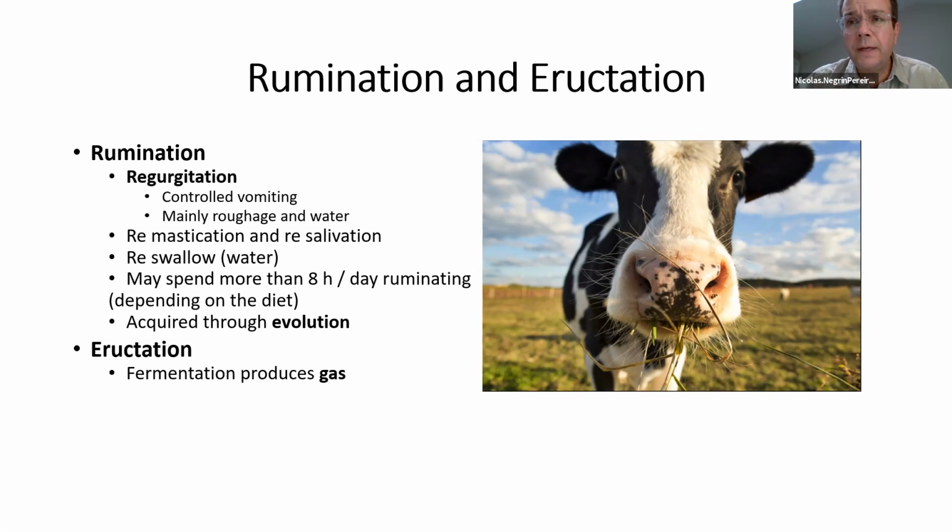Fermentation produces a lot of gas, mainly methane and CO2, or carbon dioxide. And if for some reason the gas cannot be eliminated from the rumen, it will cause a pathological problem called bloat. And the bloat will have 2 main causes. One is the mechanical obstruction.